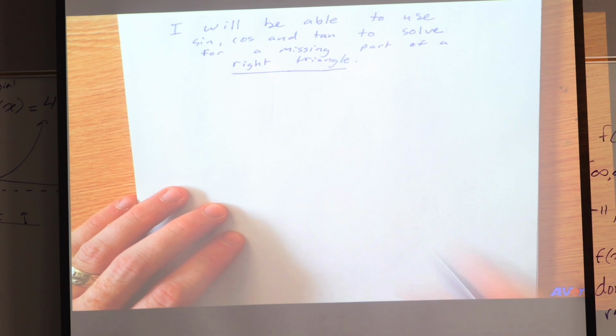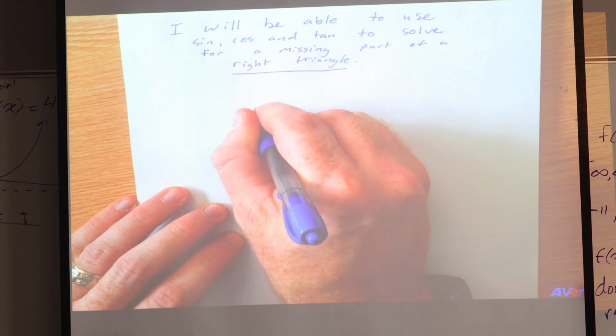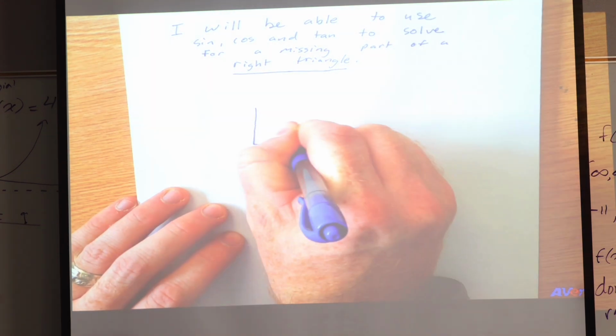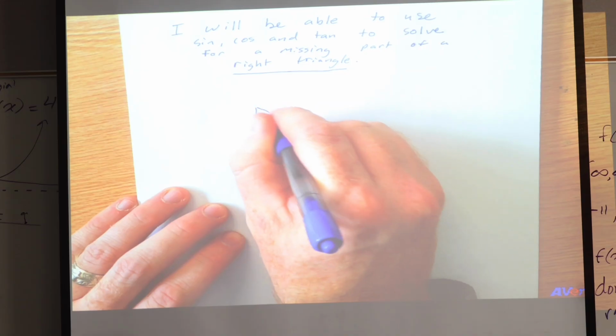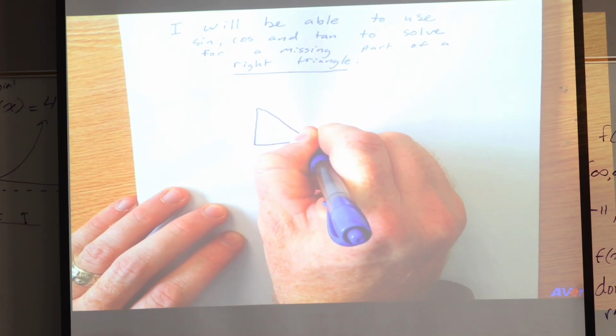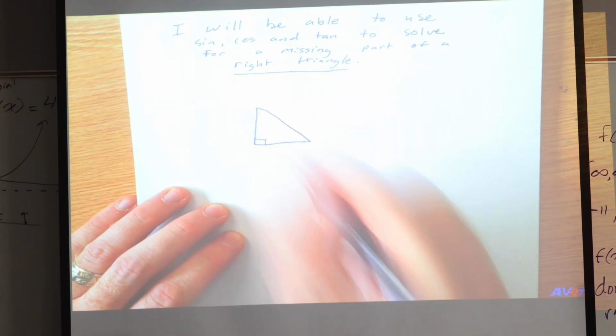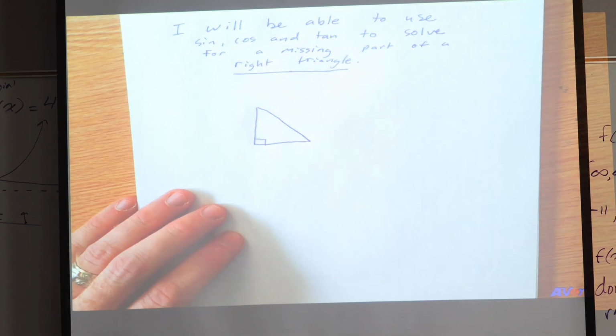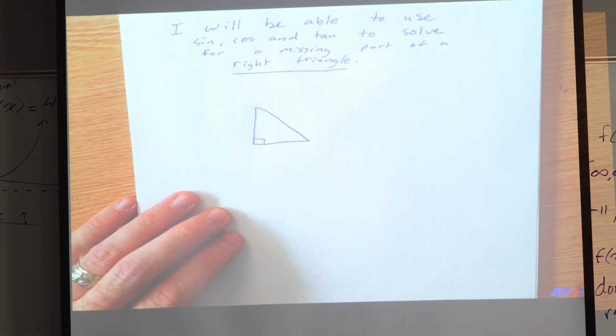So, like I said, this is to help us solve for a missing part of a right triangle. Right triangle means that we have to have at least one 90-degree angle in the triangle.